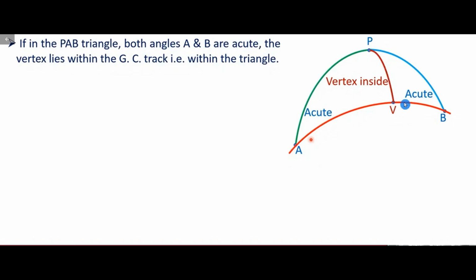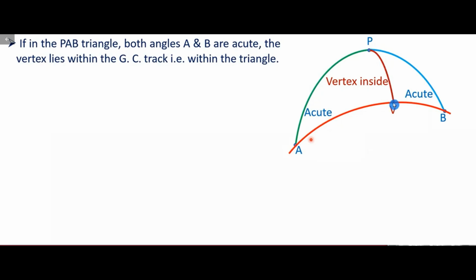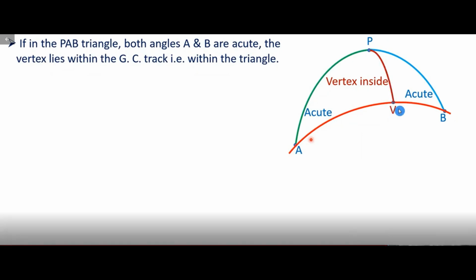East or west? Very good. We know the direction of the great circle track at the vertex is east-west. And can you tell me in this diagram, beta, what is this PV, Papa Victor line? Meridian. Very good. It is the meridian of the vertex.